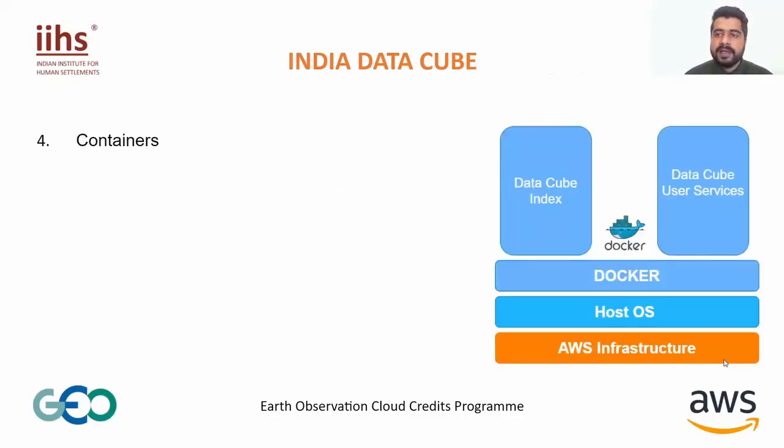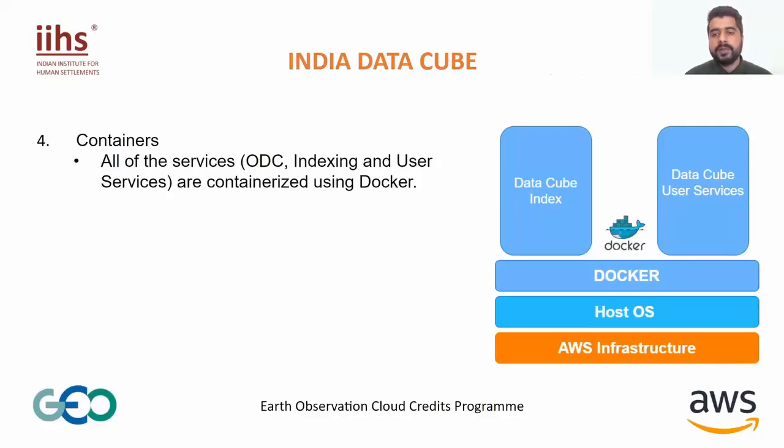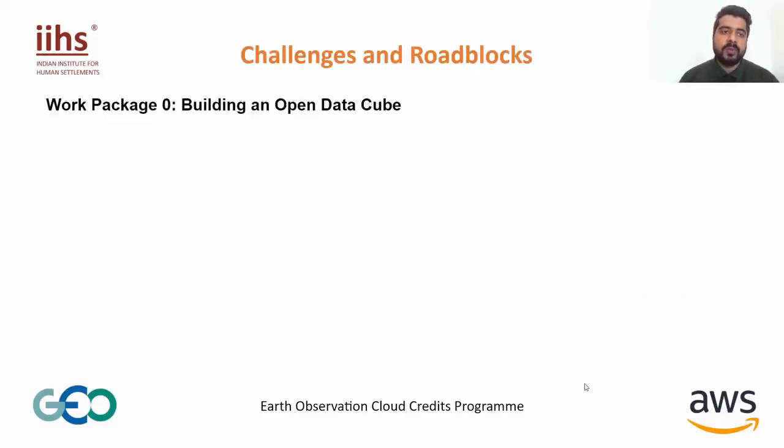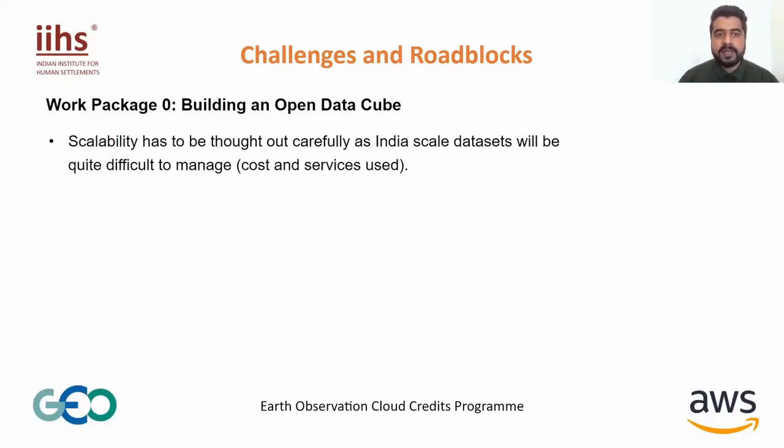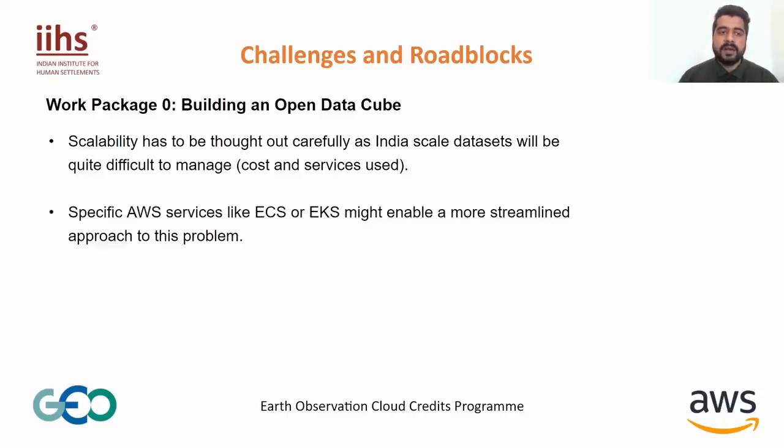The fourth topic here is about the containerization of applications. The 2 services that we use, Data Cube Index and the Data Cube User Services, are completely containerized on Docker. Regarding the challenges and roadblocks under work package 0, scalability has always been an issue, since large-scale data sets comprising India level will be quite difficult to manage in terms of cost and also the multiple services under AWS that we'll be using. Specifically, the container services and the Kubernetes service, ECS and EKS, might enable a more streamlined approach to this problem. That is where we would like to have some sort of a training or a workshop in these specific services.